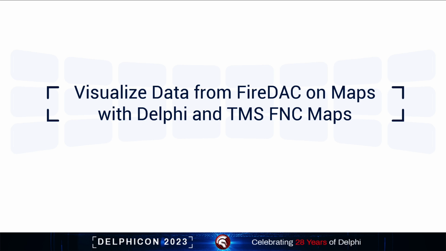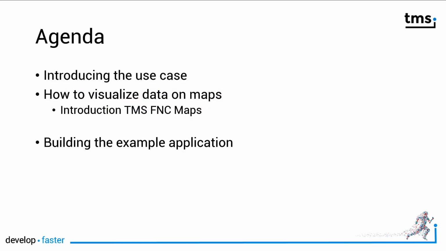FNC implies that it is a cross-platform framework that you can use in the VCL, FireMonkey, and the web with TMS Web Core. And it is also cross-service, meaning that you can use various mapping services as well. You're not restricted to Google or Bing. There's many others. Here's the agenda for today.